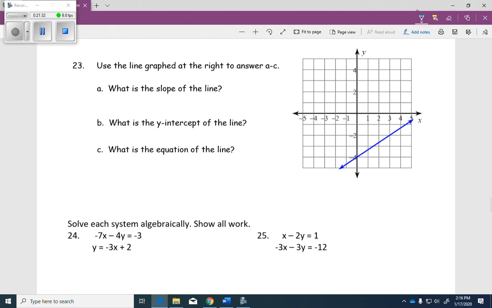Use the line graph at the right to answer parts A through C. What's the slope of the line? Okay, so it's slope. Remember, you pick a point and you pick nice points and draw a step. We look at the scale to make sure we can count boxes, and we can. The scale's going by 1, so this went up 2, to the right 3, so the slope is 2/3. The y-intercept is where it crosses the y-axis, which is at -4. So the equation of the line, we're going to write in the form of mx plus b, so y equals 2/3 x minus 4.